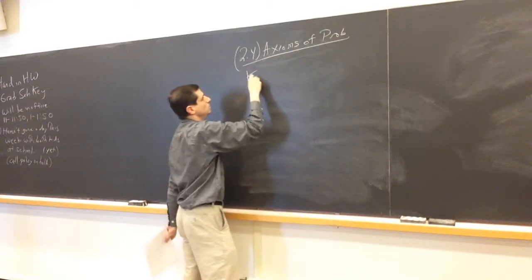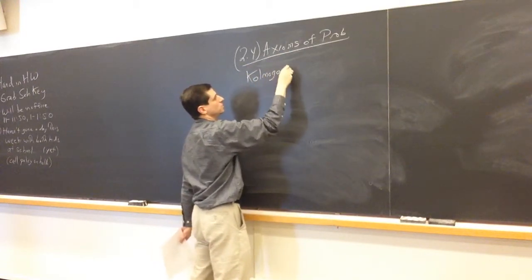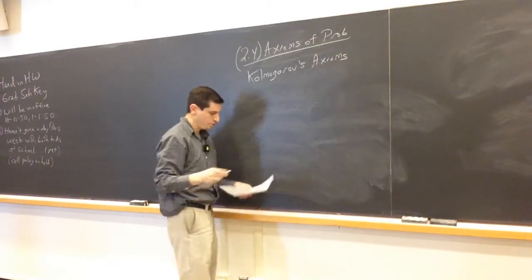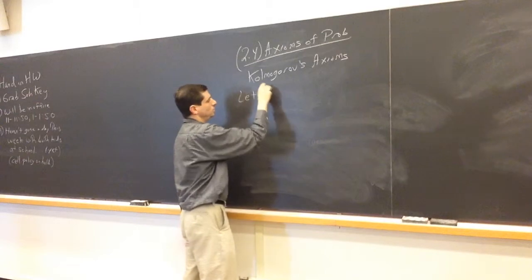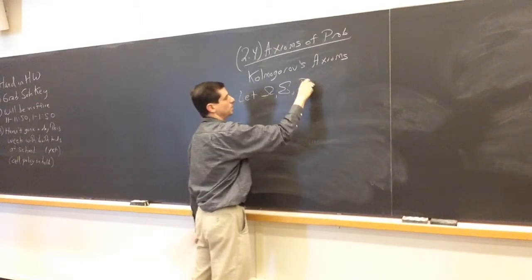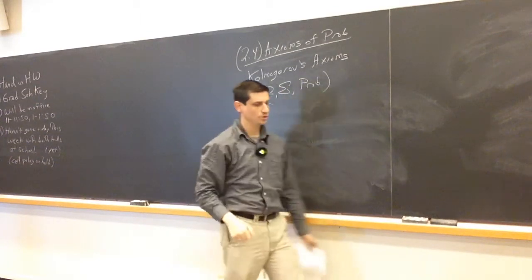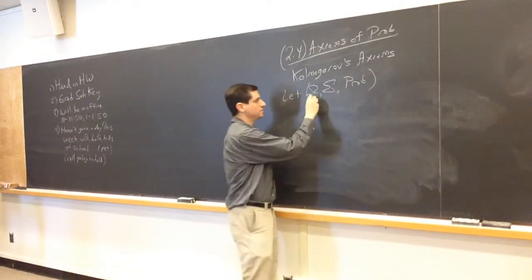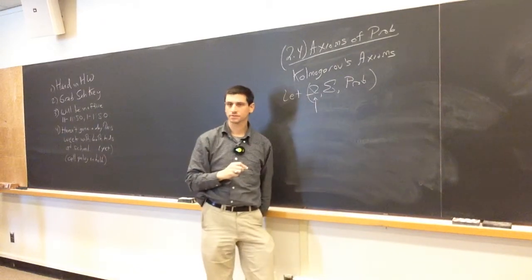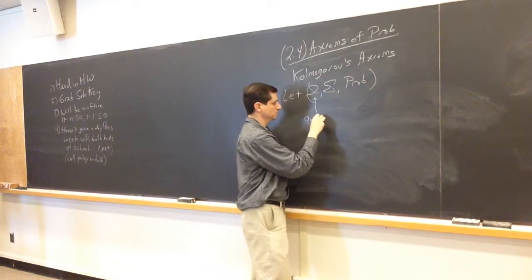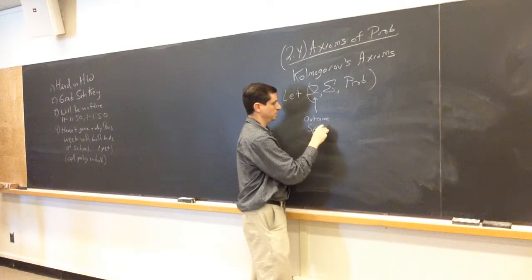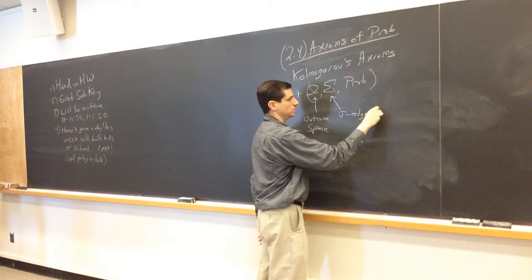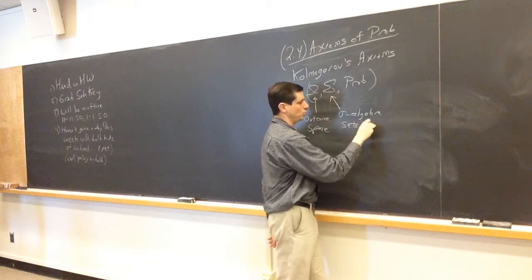So we have Kolmogorov's axioms. Okay, and so what we're going to do is we're going to let omega, sigma, prob be the set we're going to look at. So what is omega? This is our outcome space. This is our sigma algebra. It's the sets we talk about.